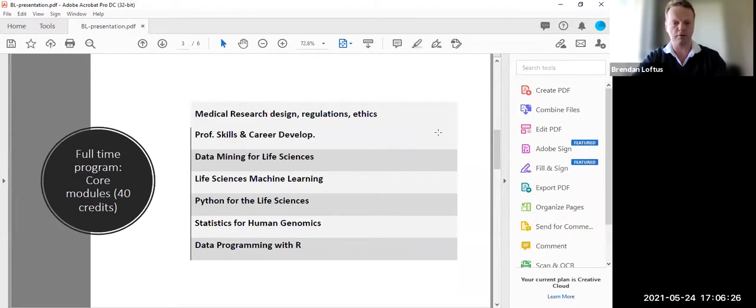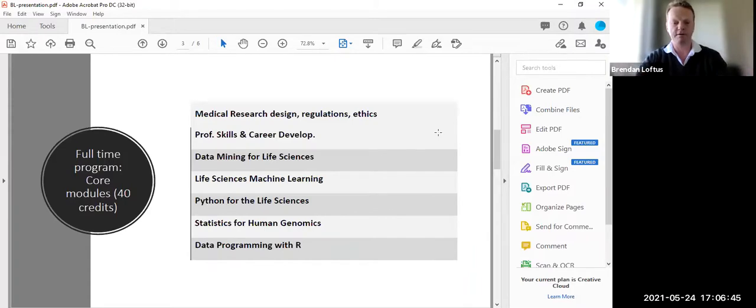40 credits of core modules, and they're outlined here: medical research design, regulation and ethics, professional skills and development. Then you're talking about developing your CV, looking for particular jobs. We have industry panels.